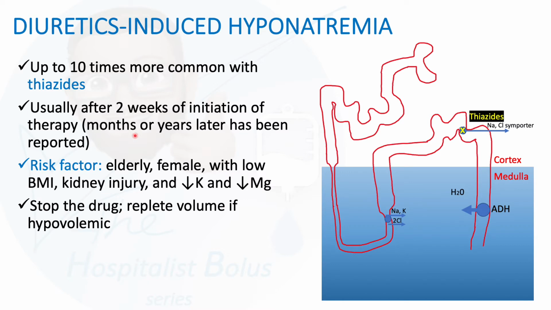And then the treatment, of course, is you stop the drug and consider other blood pressure medications for the patient. And then if the patient is hypovolemic, you need to replace the volume with isotonic fluid like normal saline.